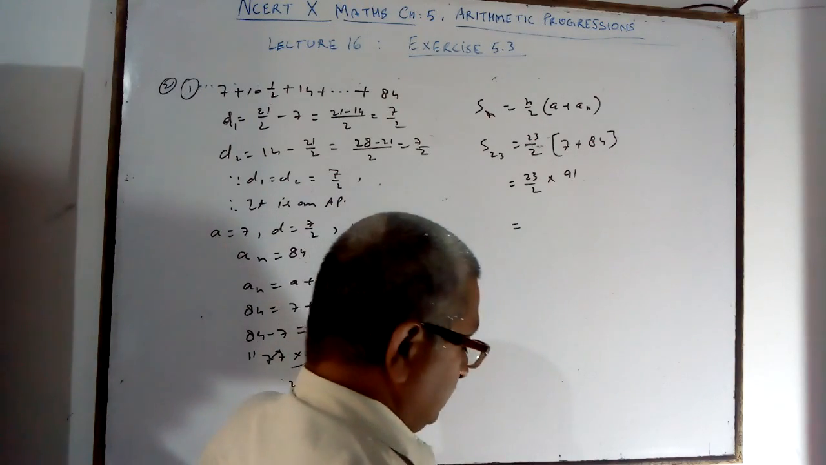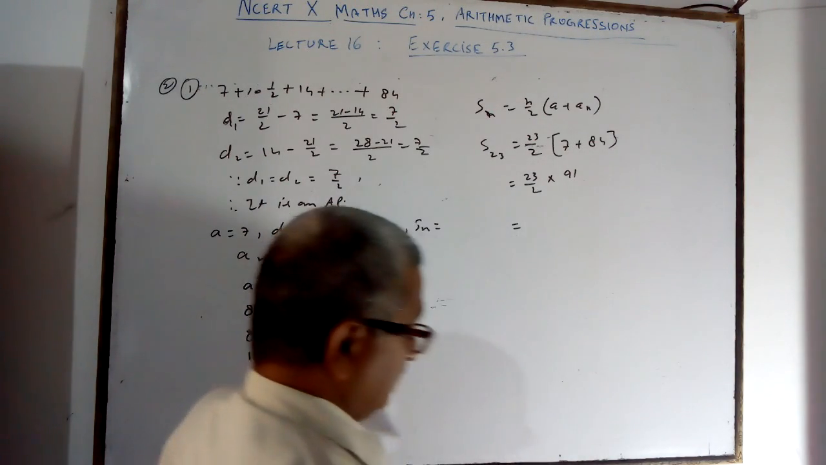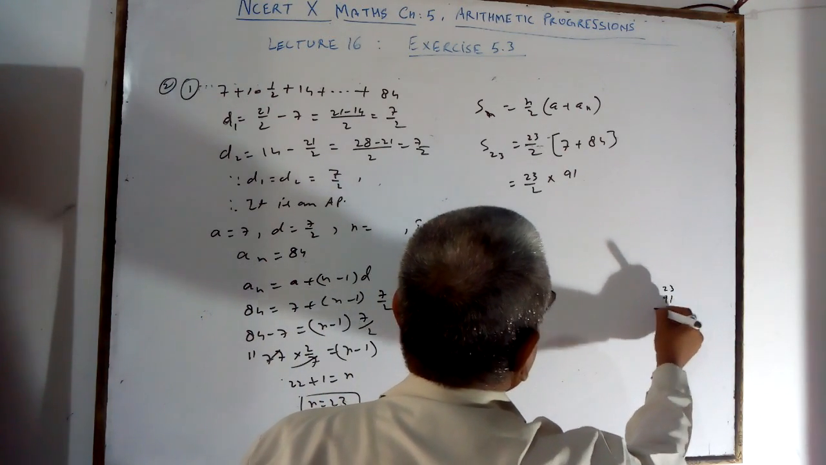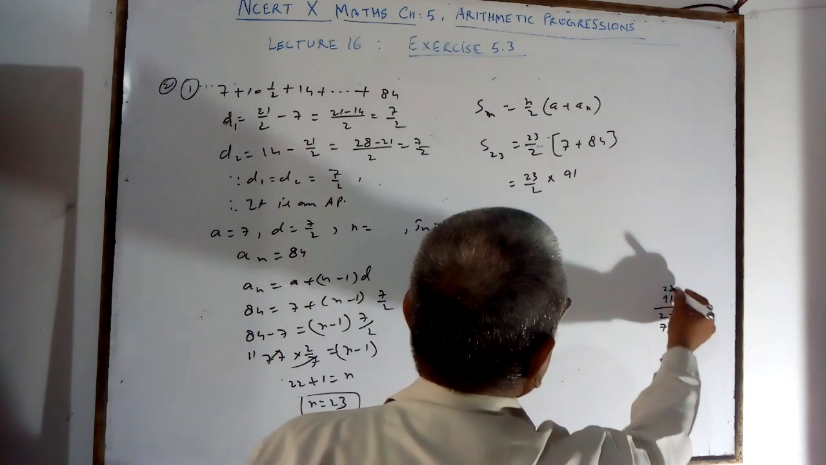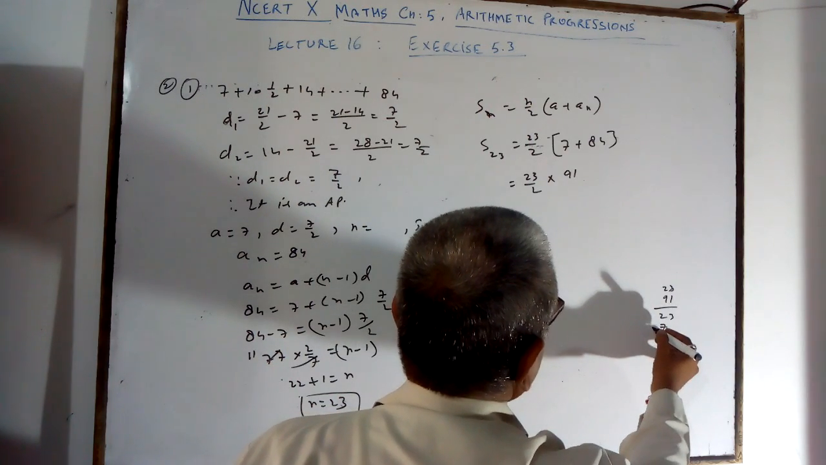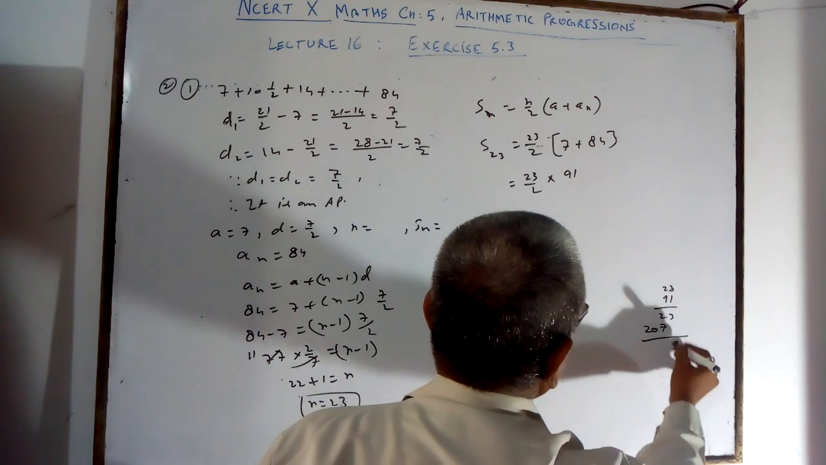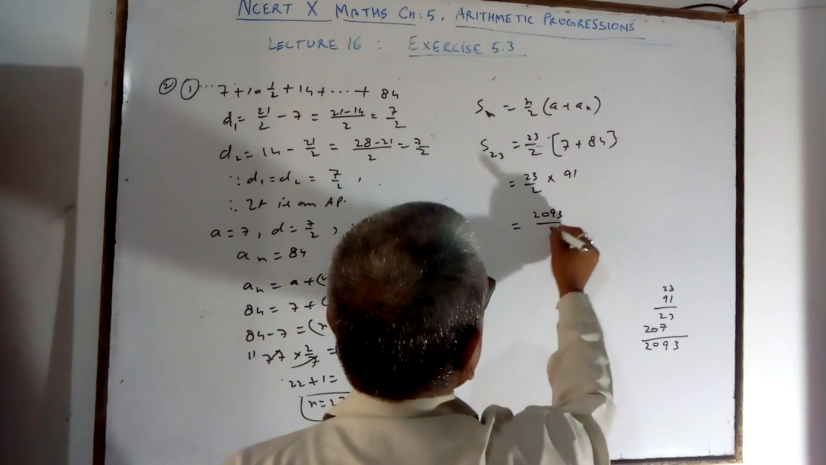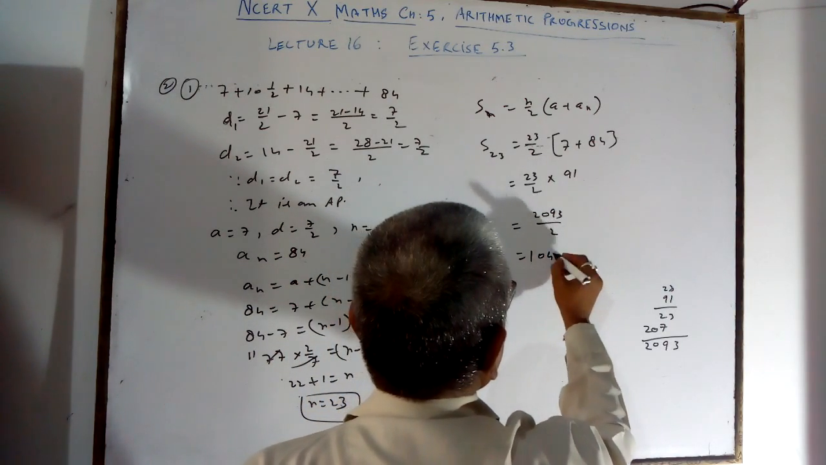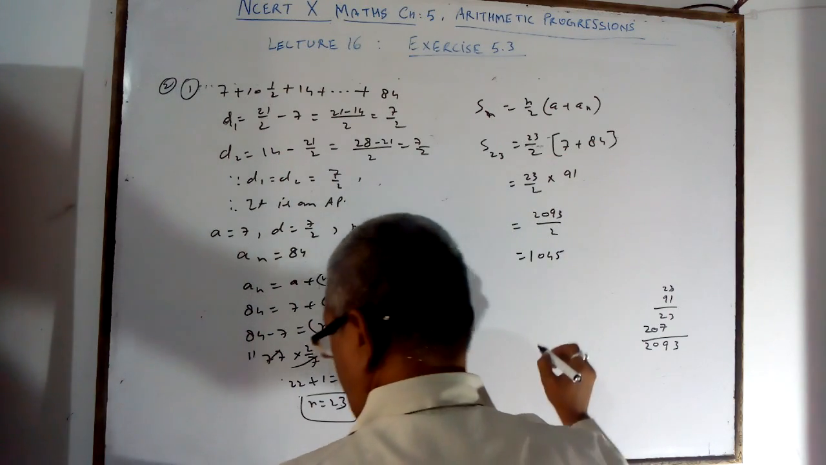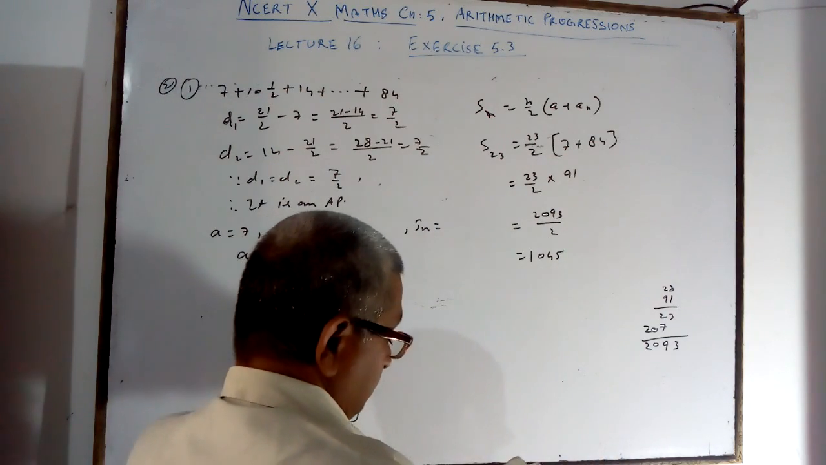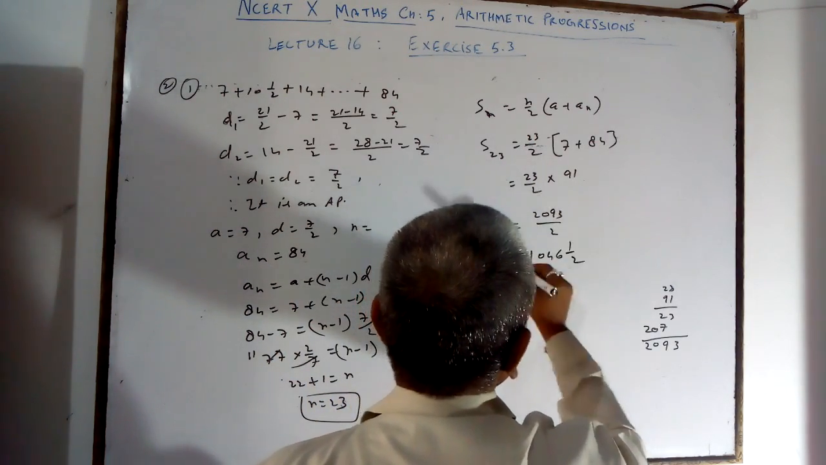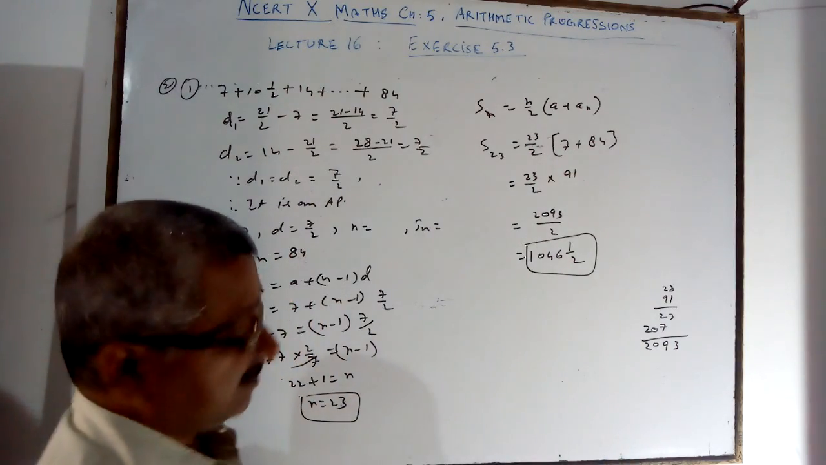In whole numbers, multiply 91 into 23. 9 3s are 27, 9 2s are 18, 2093. 2093 by 2. It is your sum of first n terms of an AP.